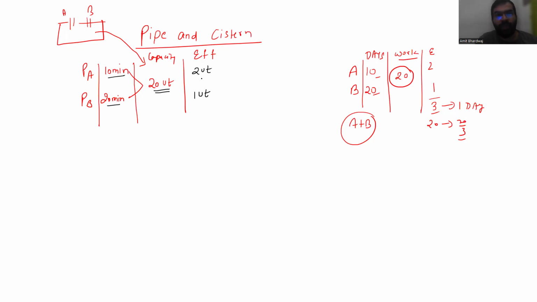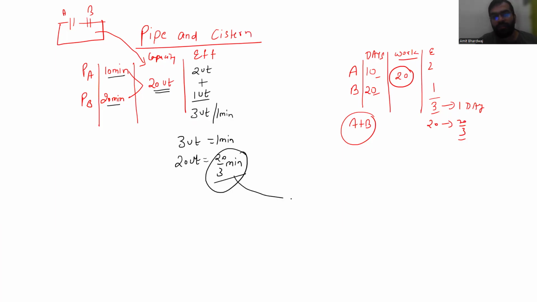Now, if you open both pipes together, they can fill 3 units in 1 minute. So they can fill 20 units in how much time? That is 20 by 3, and 20 by 3 minutes is the right answer to the question. Can you see that the language of the two questions is different from an understanding point of view, but I'm using the same method? The line of thinking in both chapters is the same. We just need to understand the data given in the question.